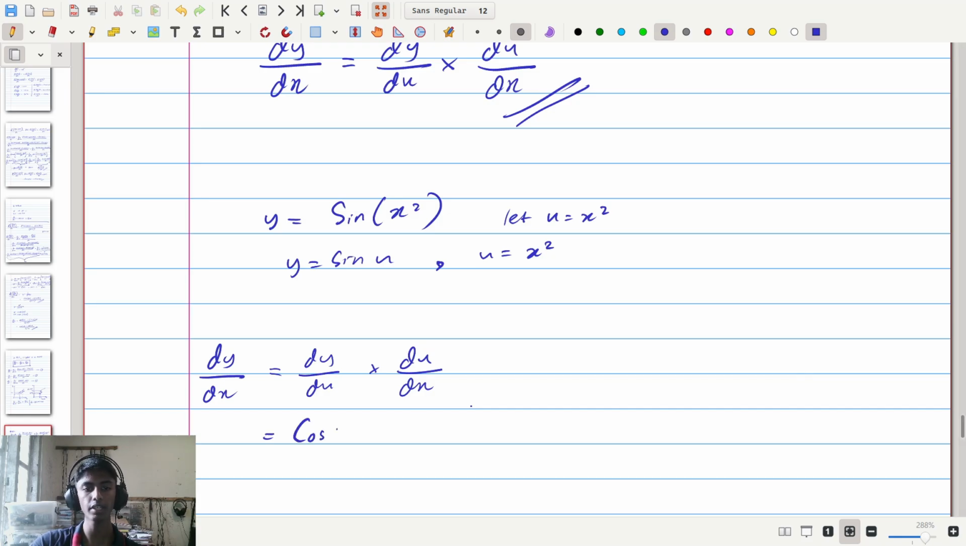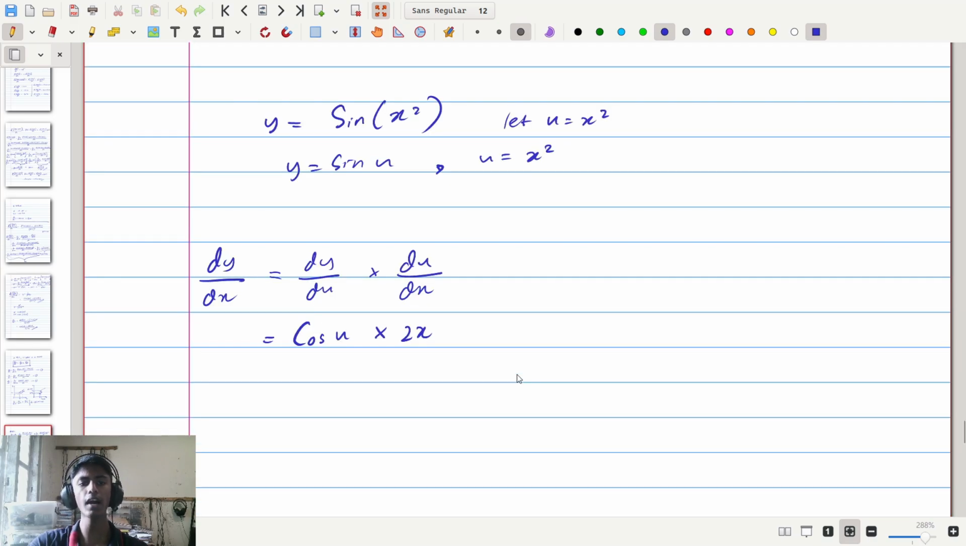Substituting that in, this is equal to the cosine of u multiplied by du by dx. The derivative of x squared is 2 times x to the power of 2 minus 1, which is 2 times x to the power of 1, which is 2x. So here, du by dx is 2x, and our answer is 2x times the cosine of u.